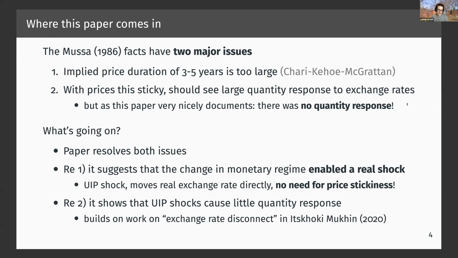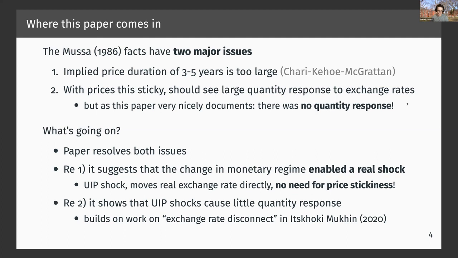And this paper does a very nice job of resolving both of these problems. Regarding the first one, it suggests that the change in the monetary regime is non-neutral in the sense that it enables a real shock to appear, and that real shock directly moves the real exchange rate. And so you do not need any price stickiness to get persistent movements in the real exchange rate. And on the second point, they basically appeal to their previous work on exchange rate disconnect and show that these real shocks that are enabled by the change in the monetary regime, these UIP shocks, cause very little of a quantity response, and that's why the quantity does not become more volatile after Bretton Woods.